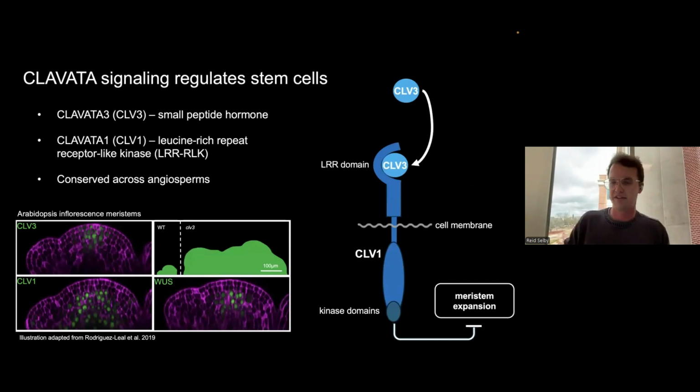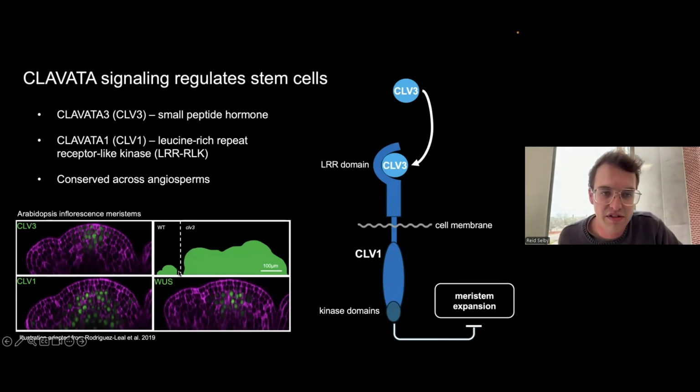So let's turn to that clavata signaling pathway I mentioned a little bit ago. Clavata is a pathway that is highly conserved across all land plants, essentially, and it regulates stem cells in all studied species. Generally, it starts with a small peptide hormone known as clavata 3, which is then perceived by this receptor clavata 1, and it transmits a signal into these cells to restrict meristem expansion.